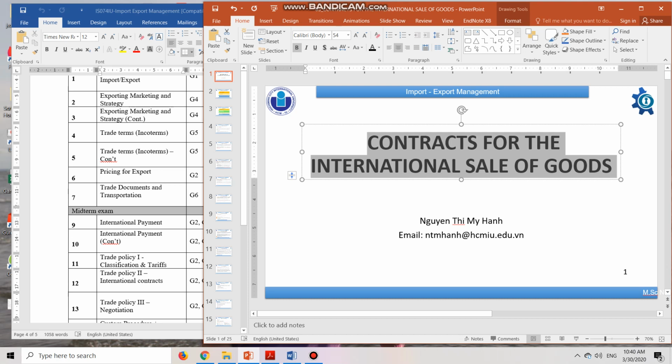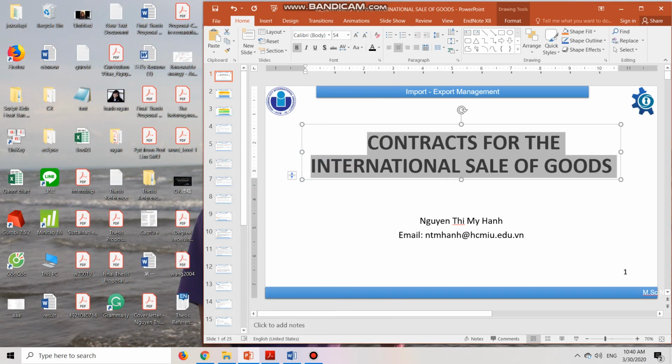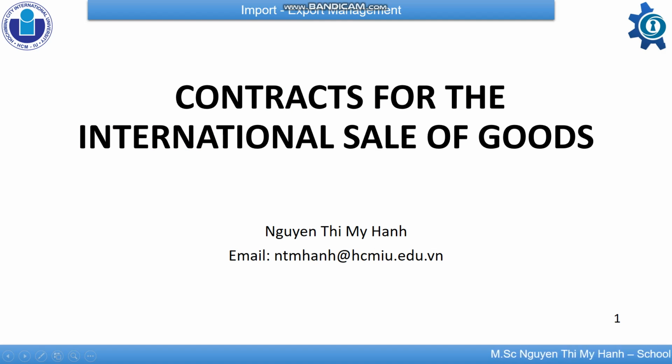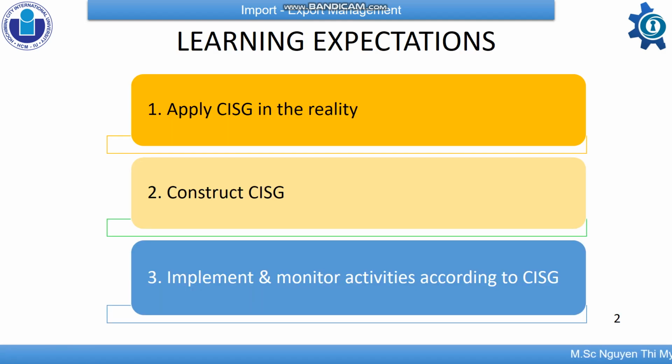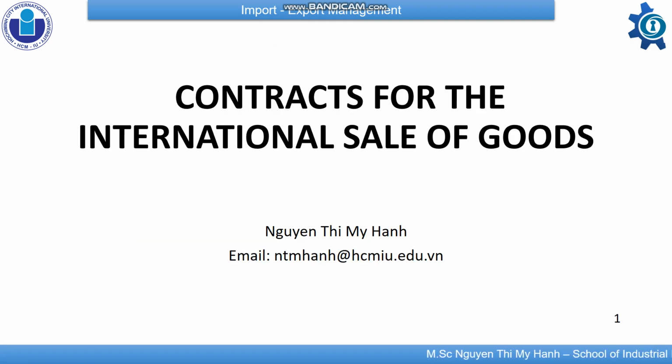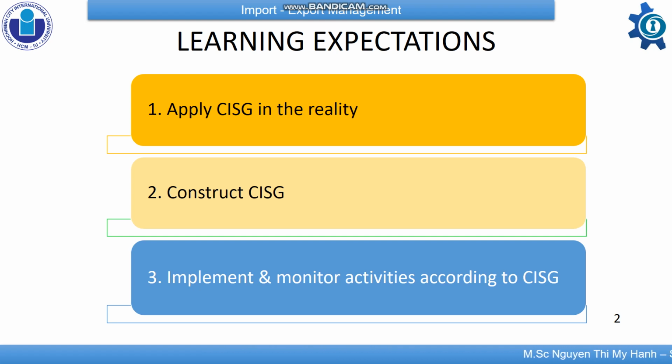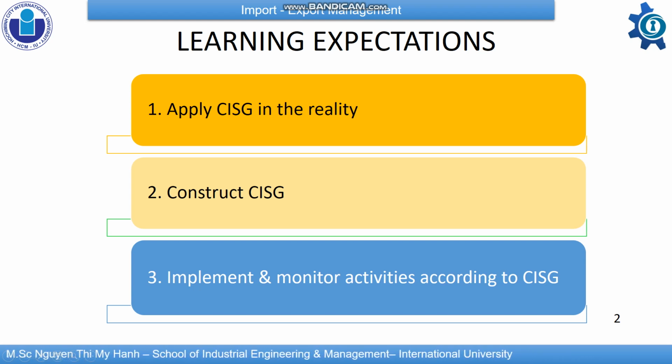And of course it will include price or payment method, or I will introduce some trade documents so that you will understand more, but I just combine them so that the content will be consistent. So after these lessons, like the whole contracts for the international sale of goods chapter, I expect that you guys can apply the contract for international sale of goods in the reality.